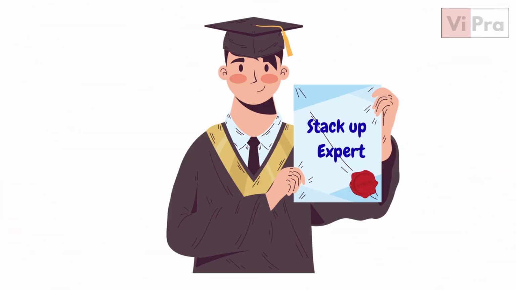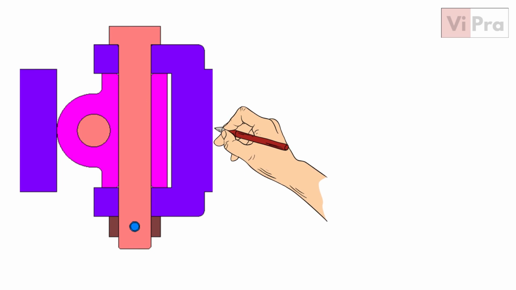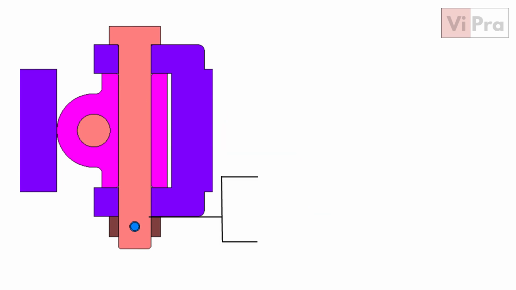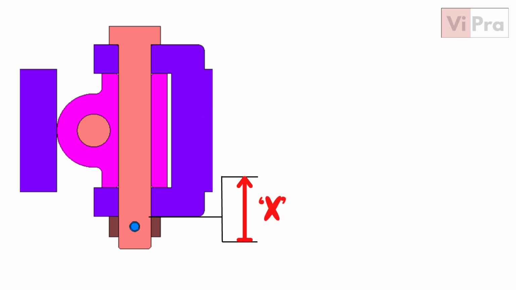What if I told you that we have just finished a worst-case tolerance stack-up analysis? Wasn't that simple? Now, we will do the same in a more systematic manner. Let's go back to the universal joint assembly. We have to find out the minimum and maximum gap between the yoke and collar. For calculation, we consider this as x.